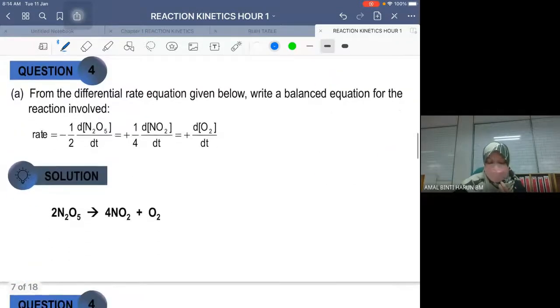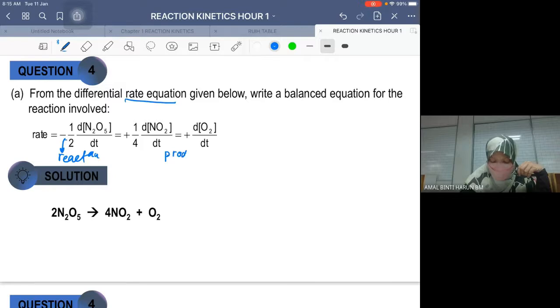Number 4. From the differential rate equation given below, write a balanced equation. In the earlier question they gave the chemical equation, and we converted to the differential rate. Here, the negative indicates the reactant, and this is the product. So just write down the reactant and the product, and this is the coefficient.